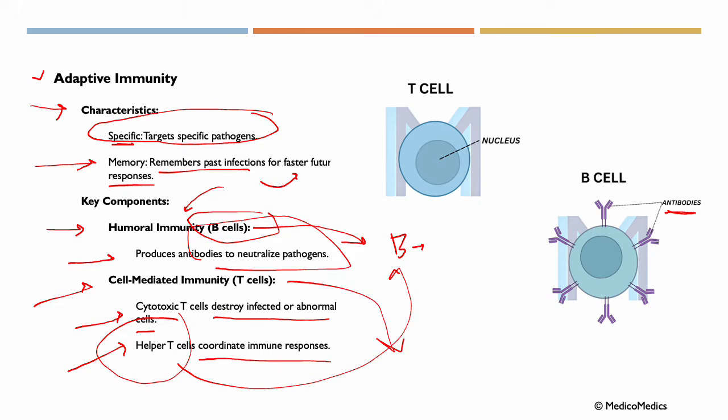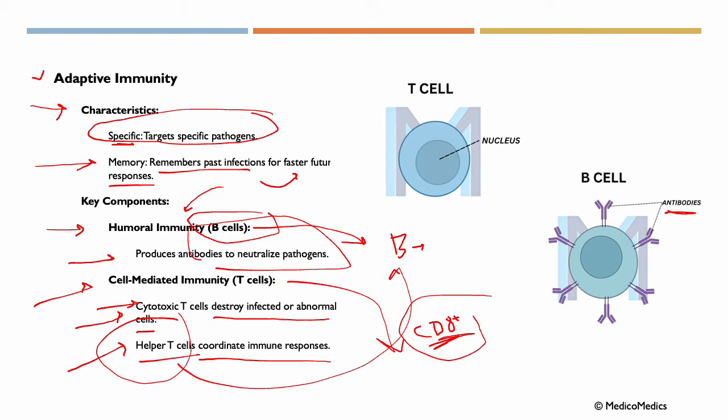We then have our T cell or cell-mediated immunity. And here we have, as mentioned, these cytotoxic T cells, also called CD8 plus T cells. And these directly kill virus-infected or cancerous or otherwise abnormal cells by inducing programmed cell death called apoptosis. Hence the name cytotoxic.